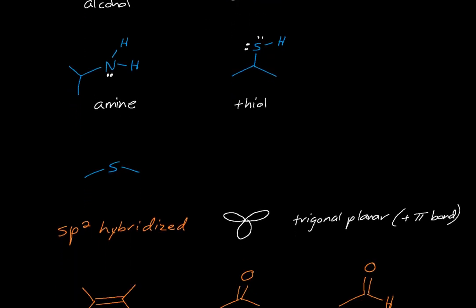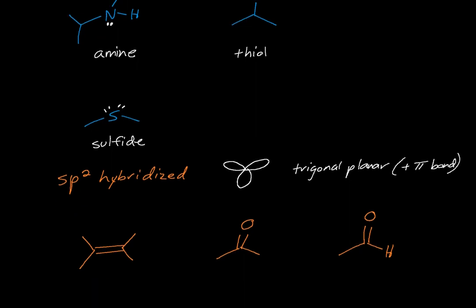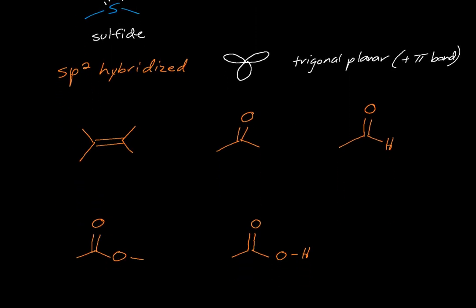So another sulfur-containing functional group is a sulfide. And notice how this is really similar bonding to oxygen in water, or the oxygen in the ether. So a thiol is similar to an alcohol. A sulfide is similar to an ether. So those are all the sp3 hybridized functional groups for now, I'll say.